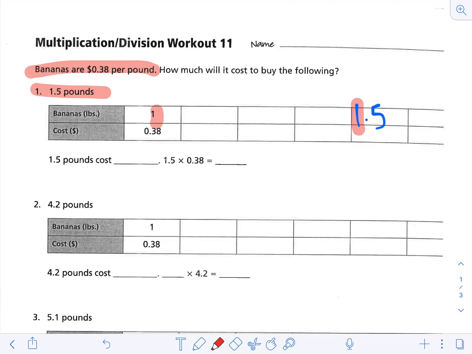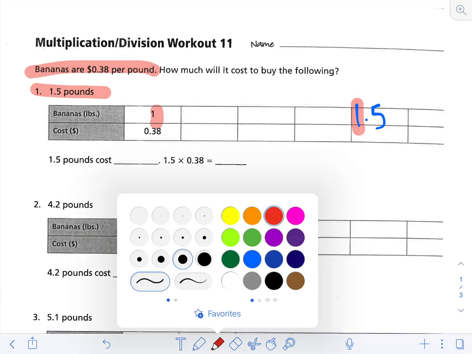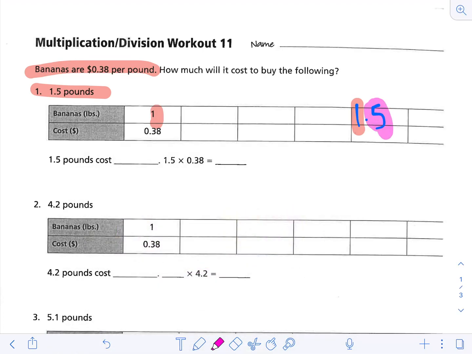We can do this a couple of different ways, and I'll show you two of them. So we need to get 0.5 pounds. Okay, well, let's use our other trick. Let's get 10 pounds. That's 3.8. We can find half of that. And that gives me 5.